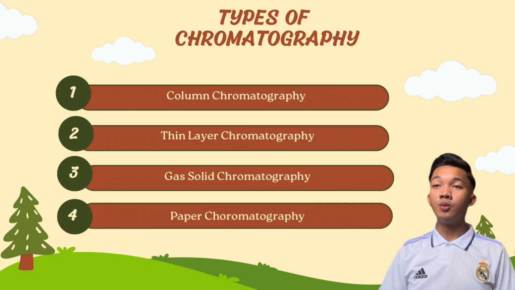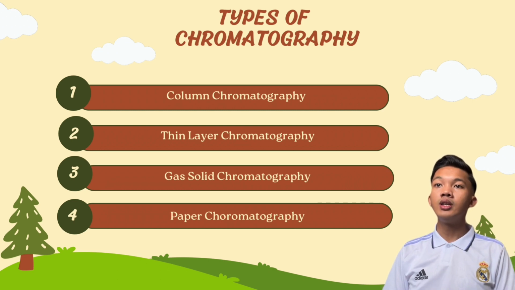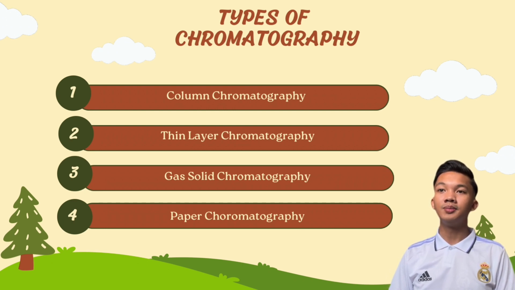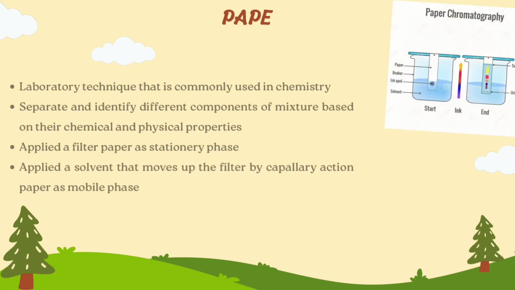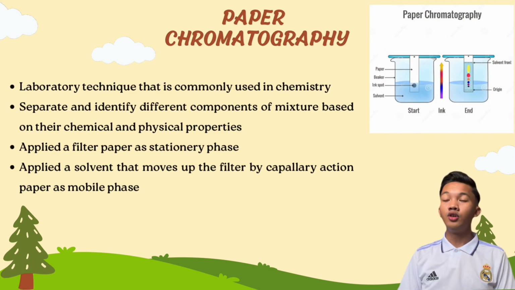In basic chromatography, we have four types of chromatography. The first one is column chromatography. The second one is thin layer chromatography. The third one is gas solid chromatography. And the last one is paper chromatography. But for your information, the cheapest and the easiest way of chromatography is paper chromatography.